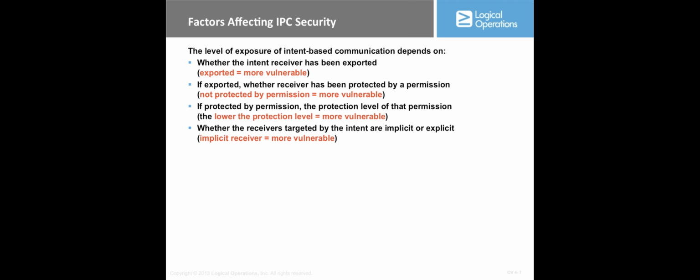The permission levels begin to adjust, right, from platform to platform. When Android goes from three to four, one to two, you're going to have to deal with different inheritance, that some things were allowed or implied in one version, and now they have to be defined in another. That level of complexity begins to indicate that now I'm making that protection level more vulnerable. And then finally, whether the receivers targeted by the intent are implicit or explicit.